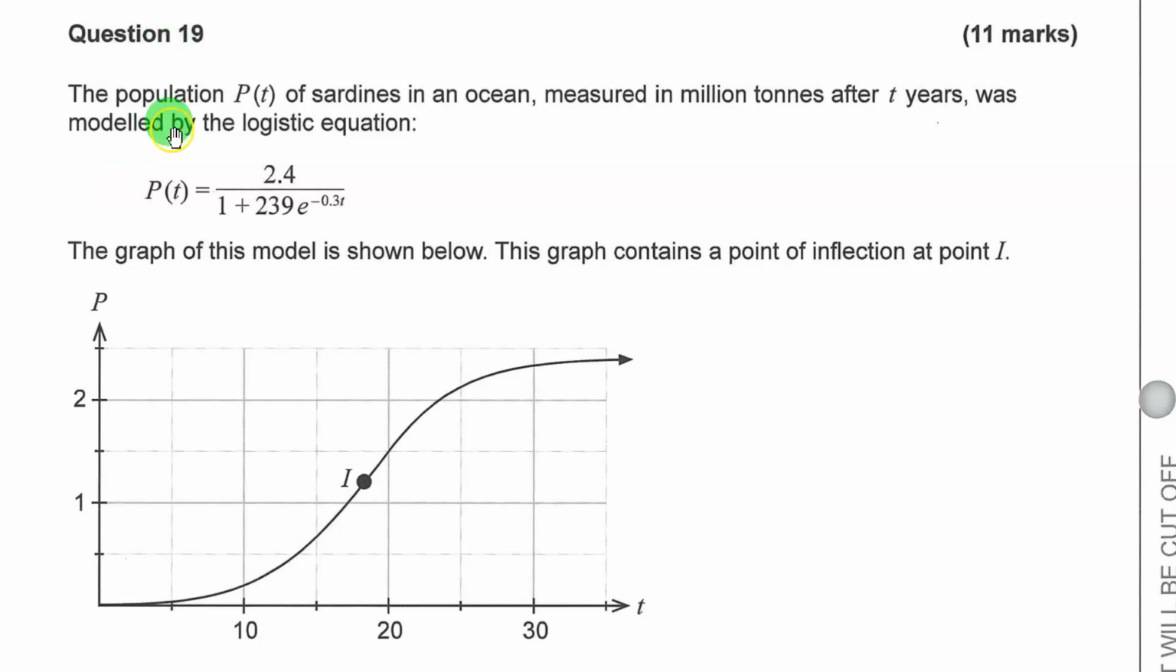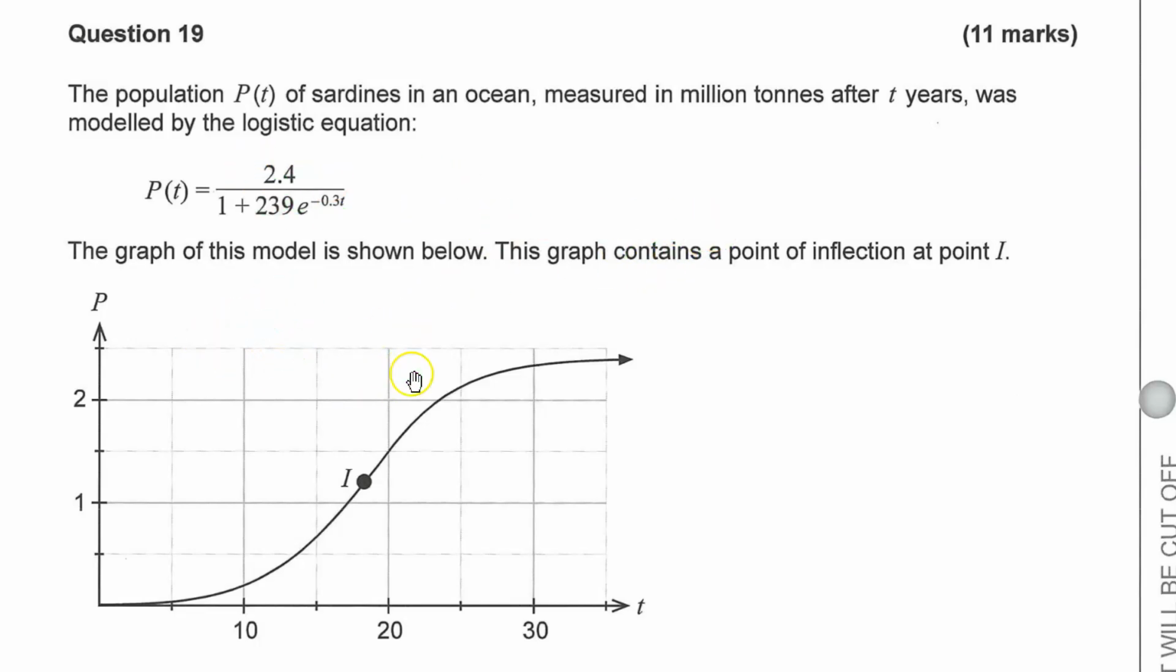Question 19, and it looks like we're involved with the logistic equation. We need to watch our units. The population of sardines measured in million tons after t years is given, so we're going to have to add millions to most of our answers. It's a whopping 11 marks for the old logistic equation, which chews up a large proportion of its topic, differential equations. But anyway, no one's complaining.